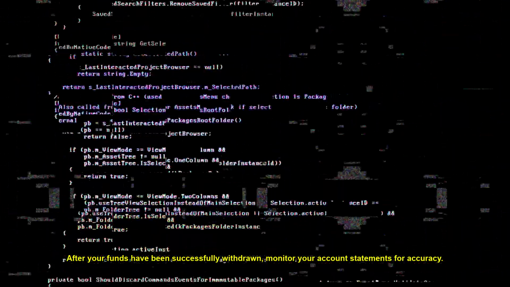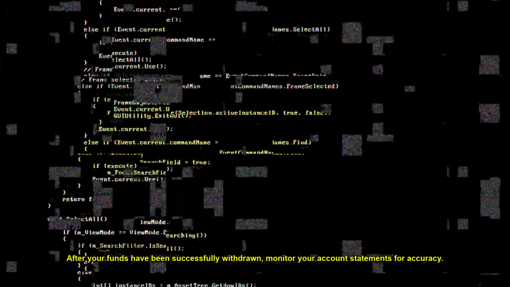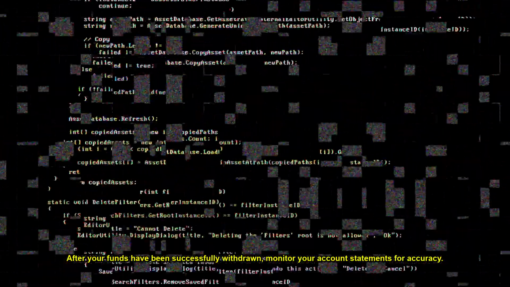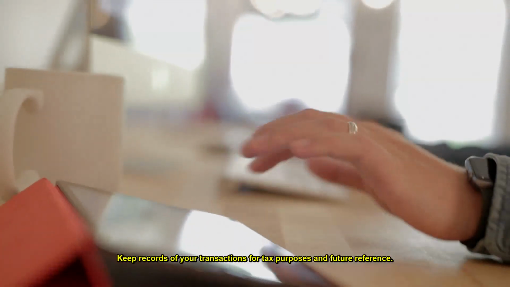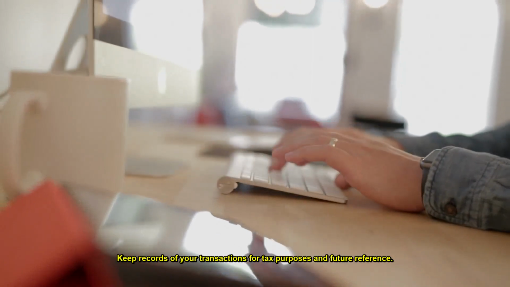After your funds have been successfully withdrawn, monitor your account statements for accuracy. Keep records of your transactions for tax purposes and future reference.